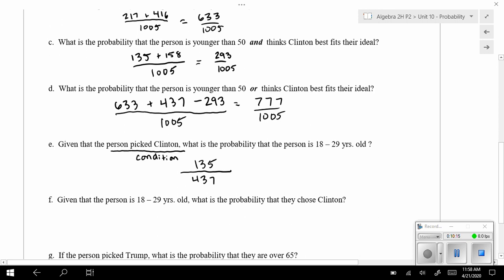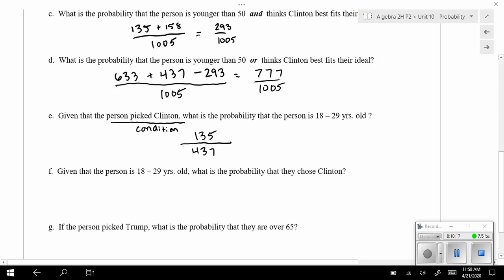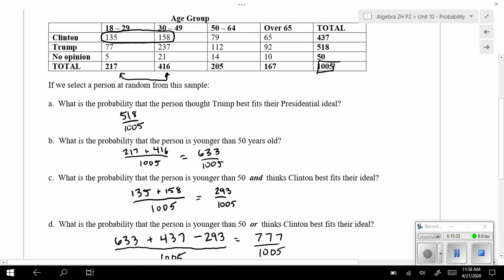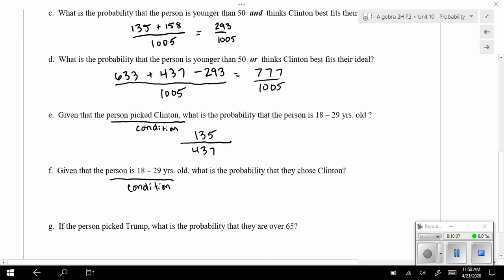All right, another conditional probability where we just reverse the order. So this time we rewrote it so that the condition is the 18 to 29 category. So that's our condition. So now I have to look at the 18 to 29 column, which is 217. All right, so that's our denominator there. And the numerator is still 135.